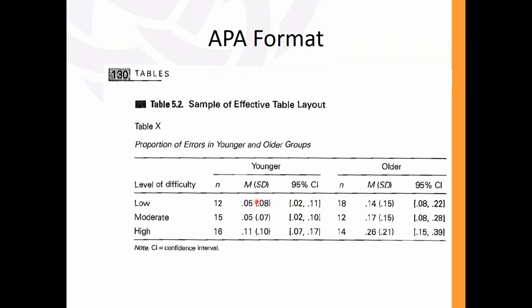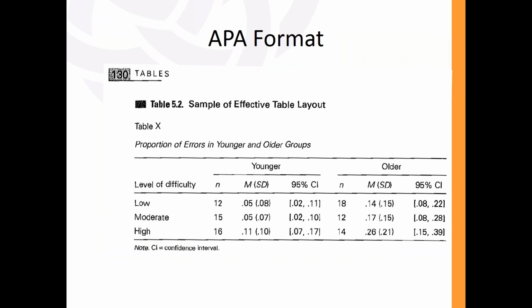So this mean could be as low as 0.02 or as high as 0.11, meaning 2% errors or 11% errors. And you can see that they did this for every single group, right? Everybody who was in the moderate level of difficulty, broken down by younger and older participants, and everybody that was in the high level of difficulty, again, broken down by younger and older age groups. So all in all, this is the end product that you would have in a journal article, a dissertation, or any kind of research report that you could be preparing.